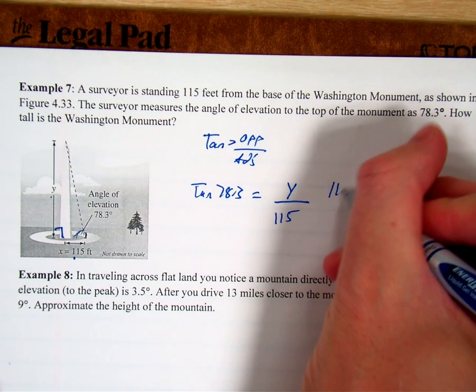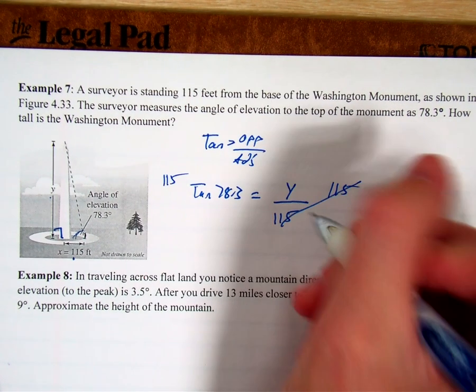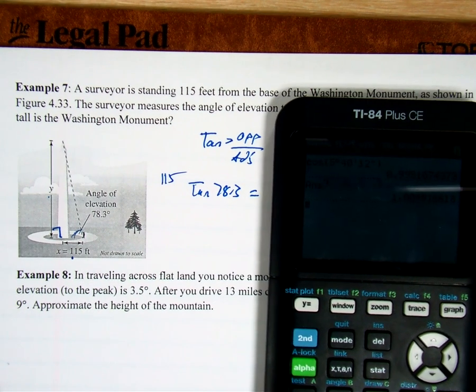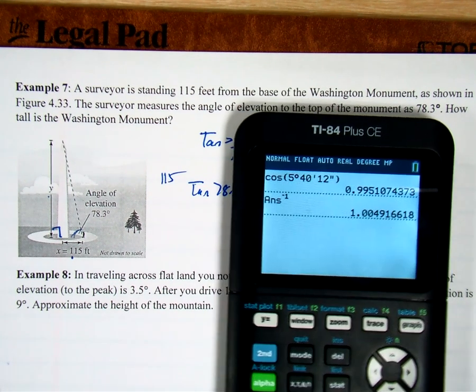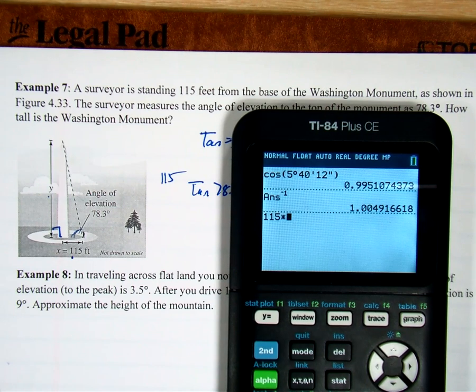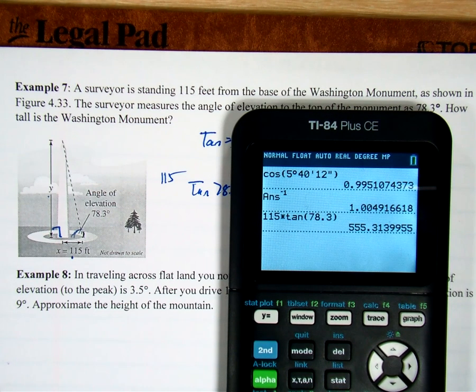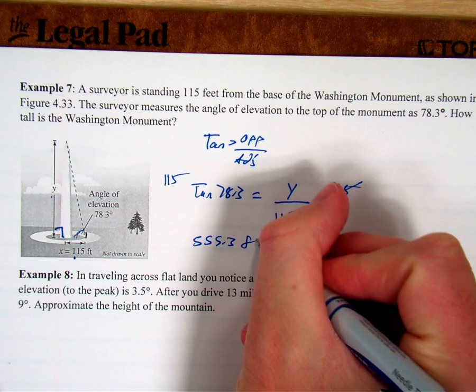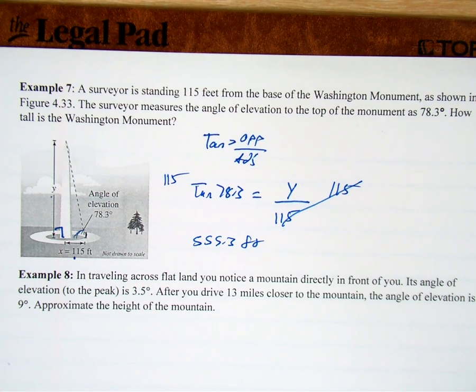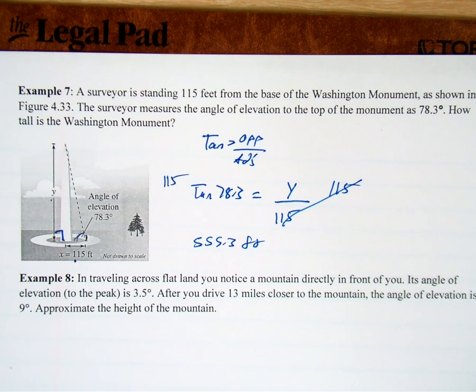Going to multiply both sides by 115. Make sure I'm in the right mode. Degree mode, yep. 115 times tangent 78.3. 555.3 feet. All right. Wow.